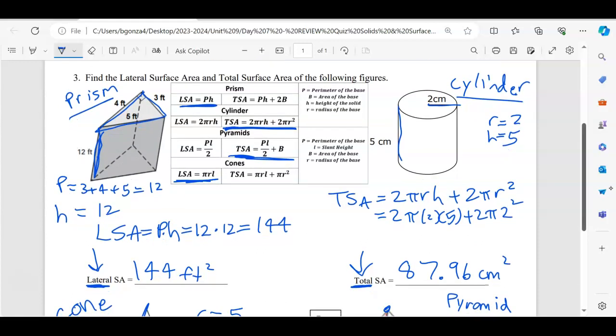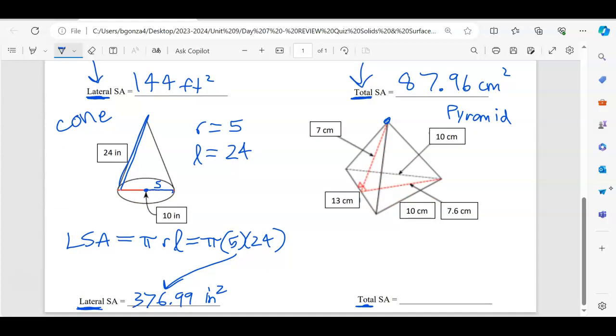So PL over 2 plus B. So we need to find P, L, and B. Okay, so P, L, and B. So the perimeter of the base, the bottom, is 13 plus 10 plus 10. That equals 33. Okay. The slant height from the tippy top down the slant is 7.